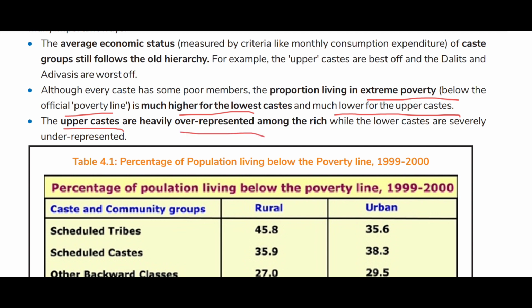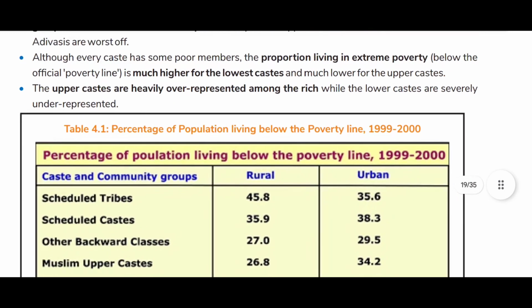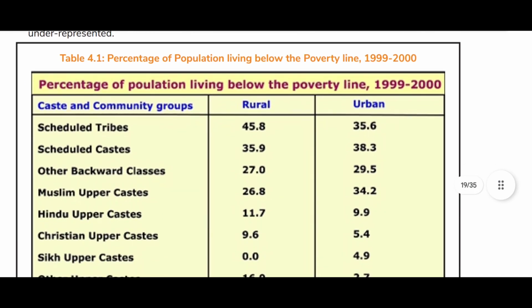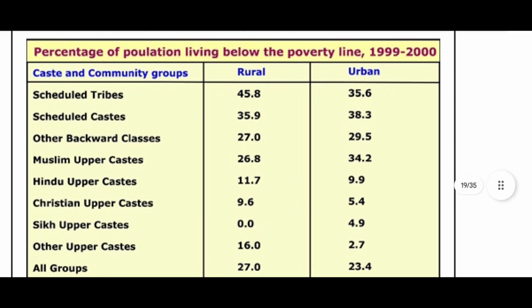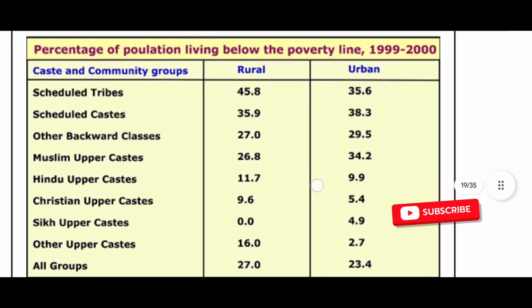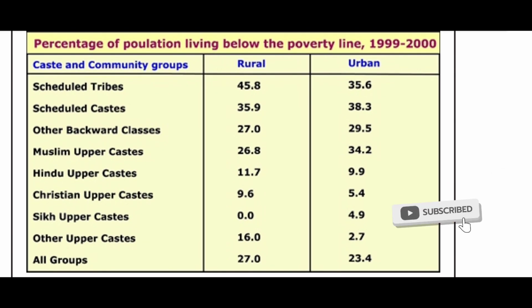The upper castes are heavily overrepresented among the rich, while the lower castes are severely underrepresented. So here is a chart again. This shows the percentage of population living below the poverty line according to the 1999 and 2000 data. For scheduled tribes, 45.8% in rural areas and 35.6% in urban areas live below the poverty line. Scheduled castes are 35.9% in rural areas and 38.3% in urban areas.